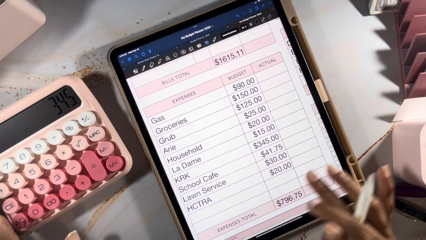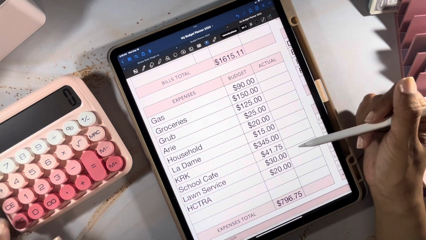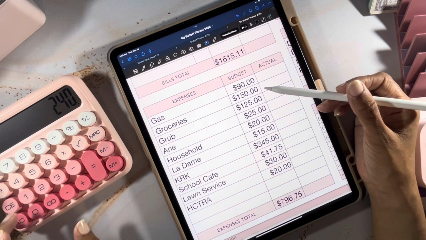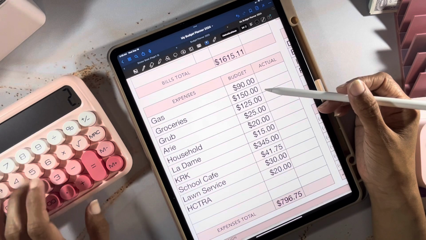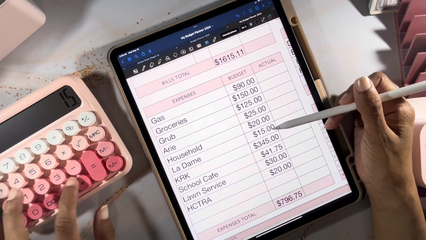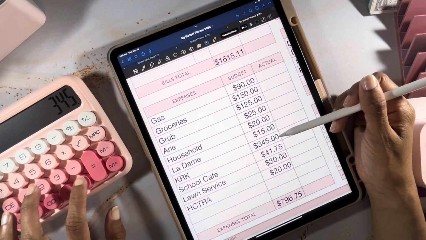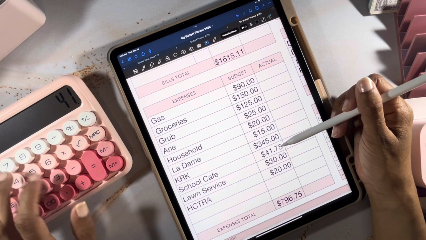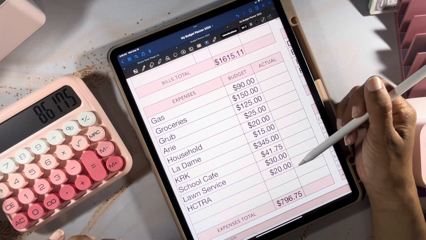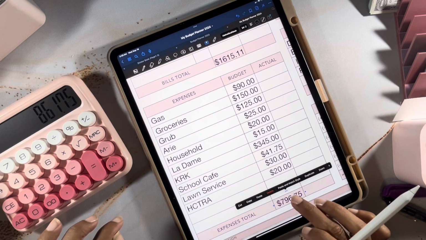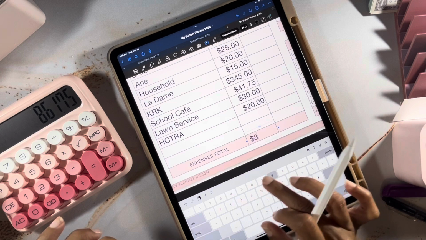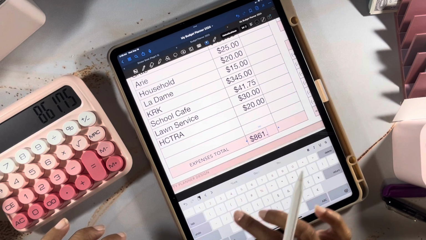Okay, anyways. So let's add this up. Everything else is the same. So let's do 90 plus 150 plus 125 plus 25 plus 20 plus 15 plus 345 plus 41.75 plus 30 plus 20. So that gives me 861.75.